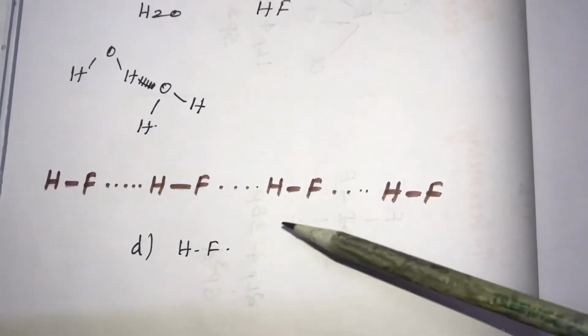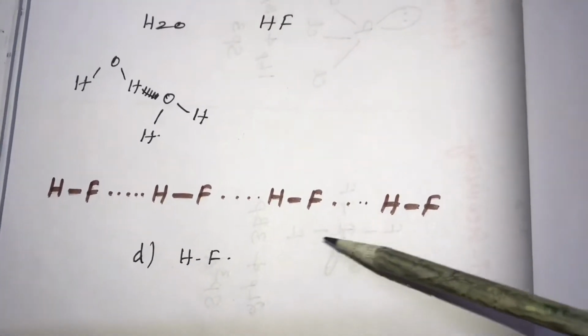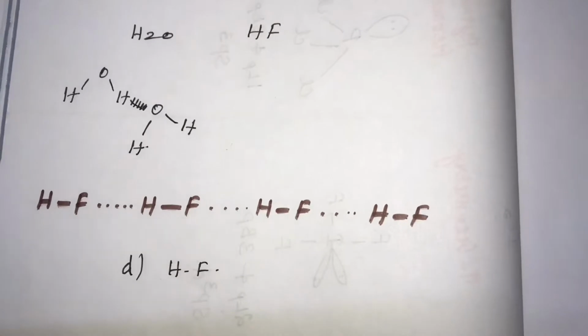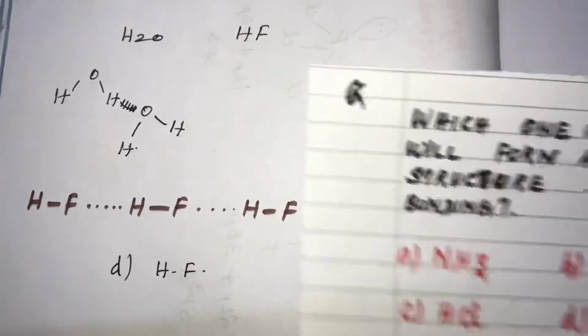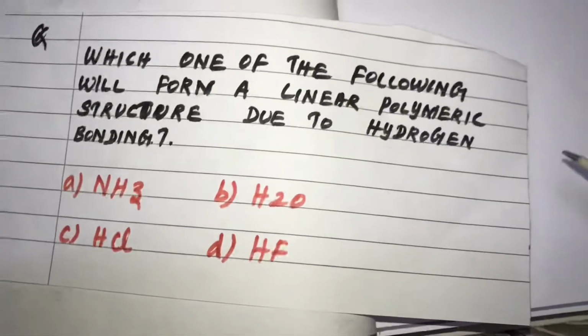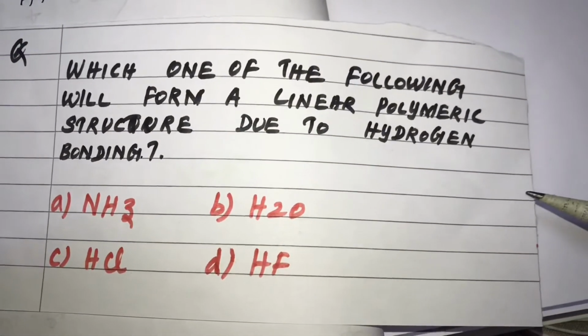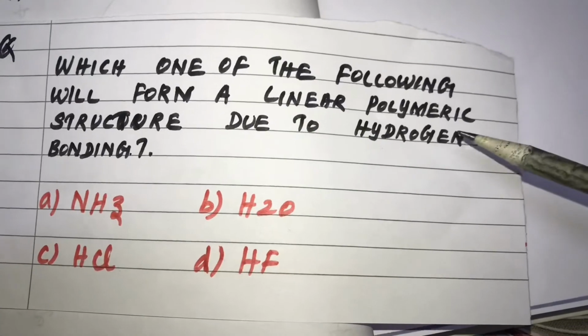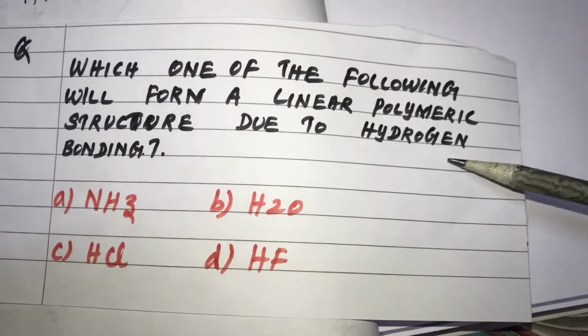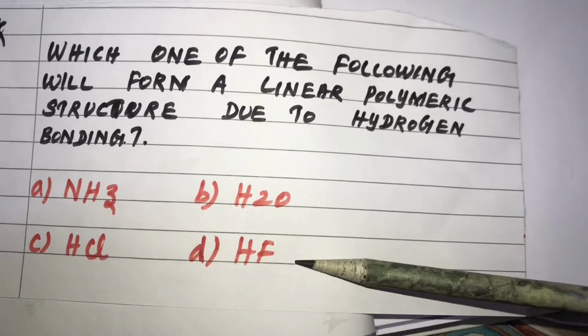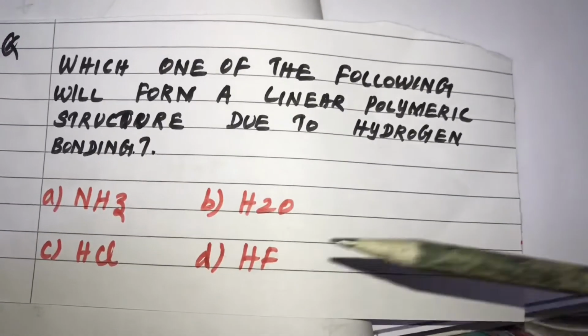Because of the hydrogen bonding, hydrogen fluoride forms a linear structure. So, on comparing with the water molecule, only HF forms a linear structure. So, in this option, the one which will form a linear polymeric structure due to hydrogen bonding is hydrogen fluoride. D is the answer.